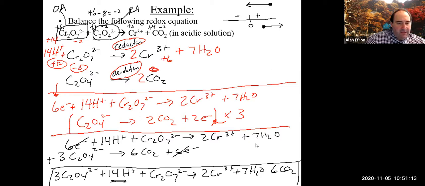Any questions on how to balance redox reactions in basic conditions, acidic conditions, how to identify what is being oxidized, what is being reduced, what's your oxidizing agent, reducing agent, oxidation states? Any questions on any of that stuff there?